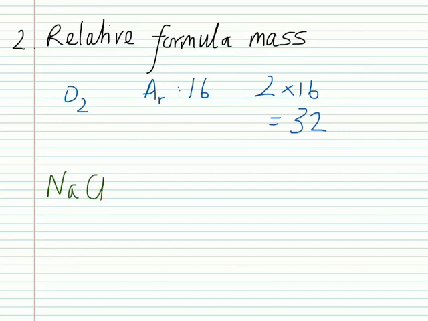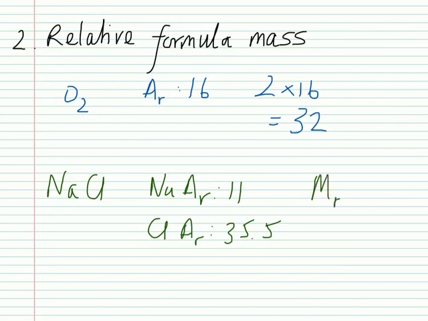Sodium chloride has one atom of sodium and 1 atom of chlorine in it. Sodium has an atomic mass of 11, whereas chlorine has an atomic mass, an Ar, of 35.5. We add these together to get the relative formula mass, which we use the letters Mr to represent. In this case, for sodium chloride, that is 11 plus 35.5, which is 46.5. One molecule of sodium chloride weighs 46.5.